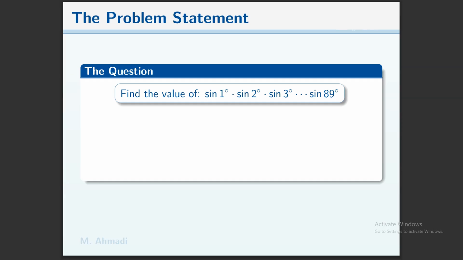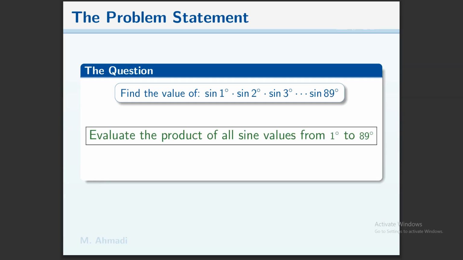Now pause for a moment and think. We are multiplying 89 numbers, each of which is between 0 and 1. So we expect the result to be very small, but we can find an exact closed form. That's our goal. The challenge is to express this product in a clean and simplified form, not just a decimal approximation. So we are looking for something like a fraction involving a square root and a power of 2.